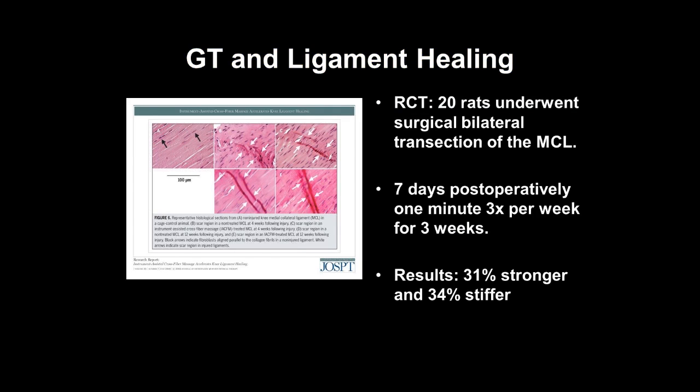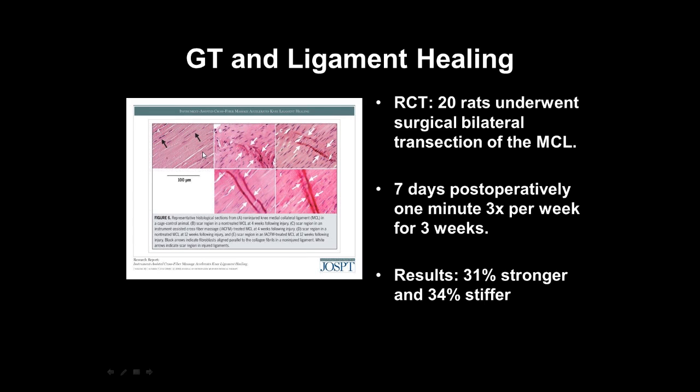This slide is from her original study: 20 laboratory rats, surgical transection of the medial collateral ligament, and 7 days after the transection, the GT-treated population received 1 minute 3 times per week, a total of 9 sessions, of GT strumming, which is our cross-friction. They then compared the effects to no treatment and to manual cross-friction.